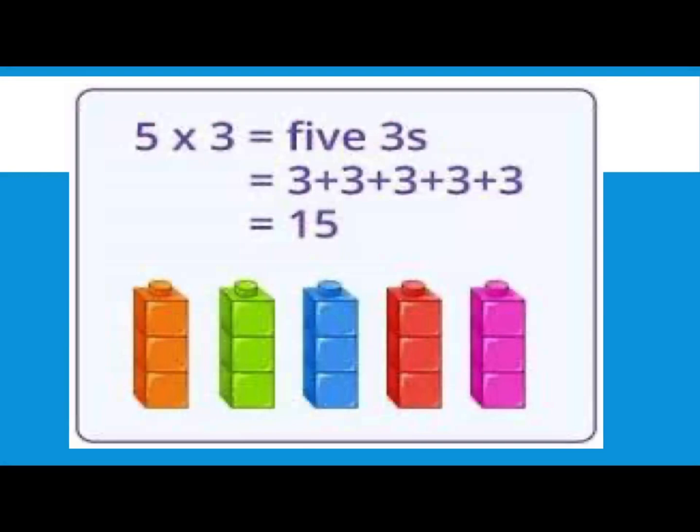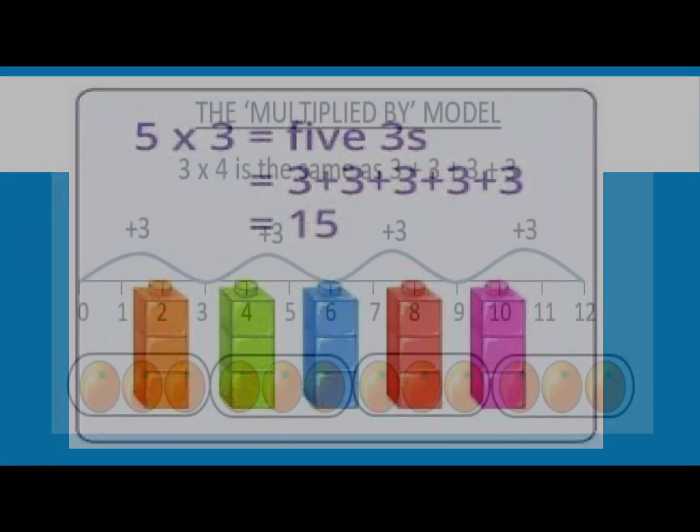Again, look here. How many containers are there? 5 containers. And in each container there are 3 labels. So 5 threes, that is 3 plus 3 plus 3 plus 3 plus 3. There are 5 threes, which is equal to 15, and it can also be written as 5 into 3.